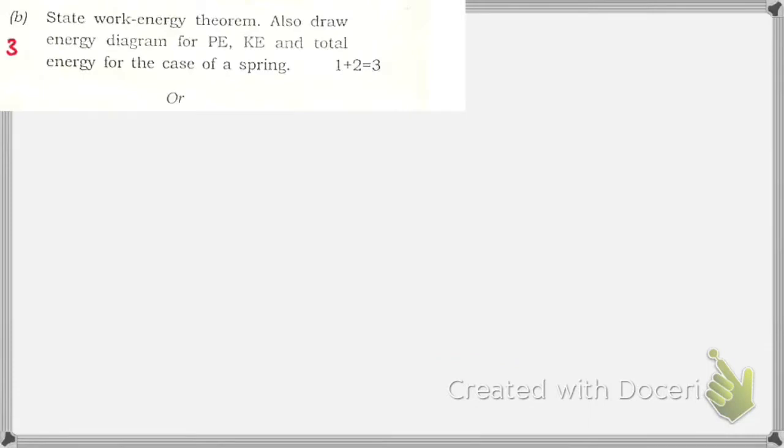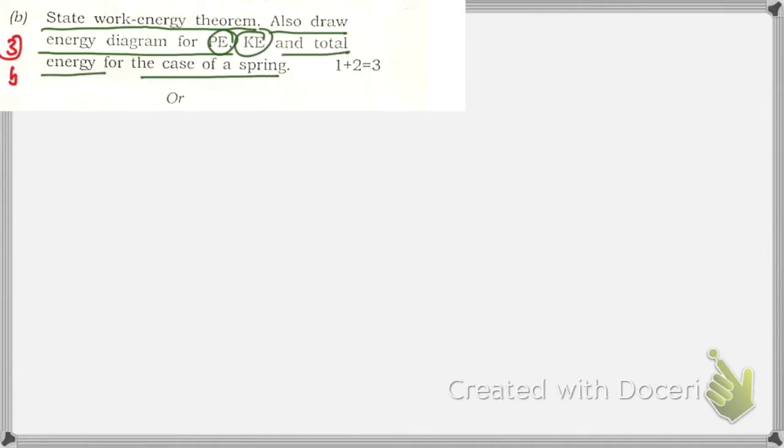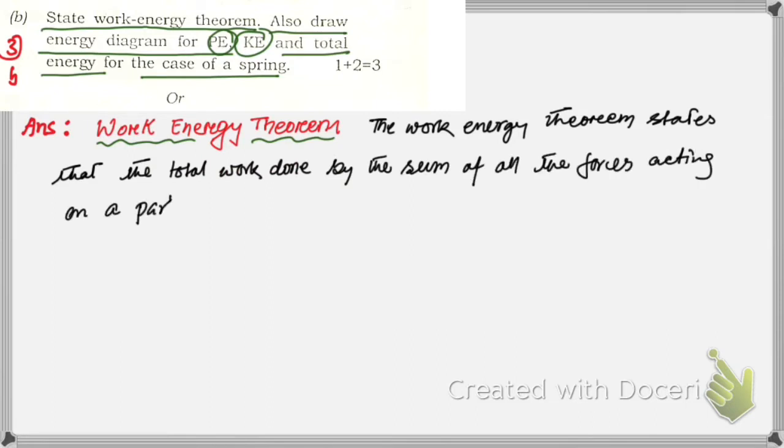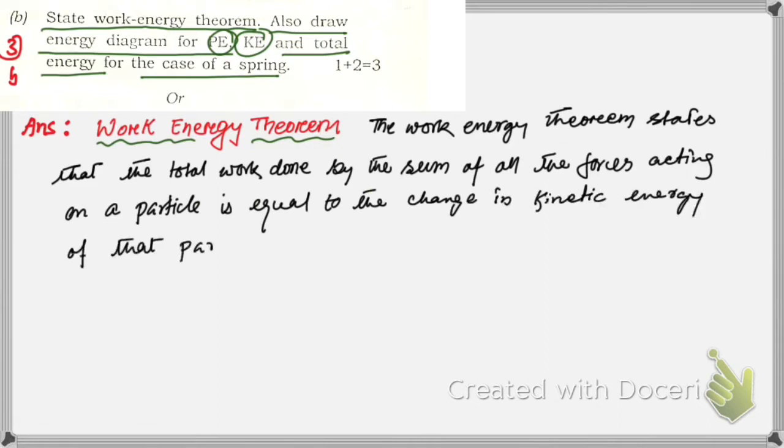So this is question number 3b. State work energy theorem. Also draw the energy diagram for potential energy, kinetic energy and total energy for the case of a spring. So what will be the answer here? The work energy theorem states that the total work done by the sum of all forces acting on a particle is equal to the change in kinetic energy. So this is the work energy theorem, right?